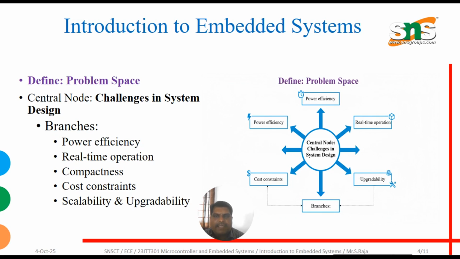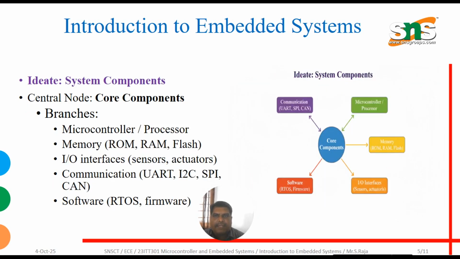So we have to consider good power efficiency, real-time operation, and cost, which should be minimized and quantifiable. Then various branches we need to act on, and it must have upgradability and scalability depending upon the user needs. The real-time operation should also run at low power. Considering all this, we have to provide a new design for an embedded system. So that is what I am going to discuss.